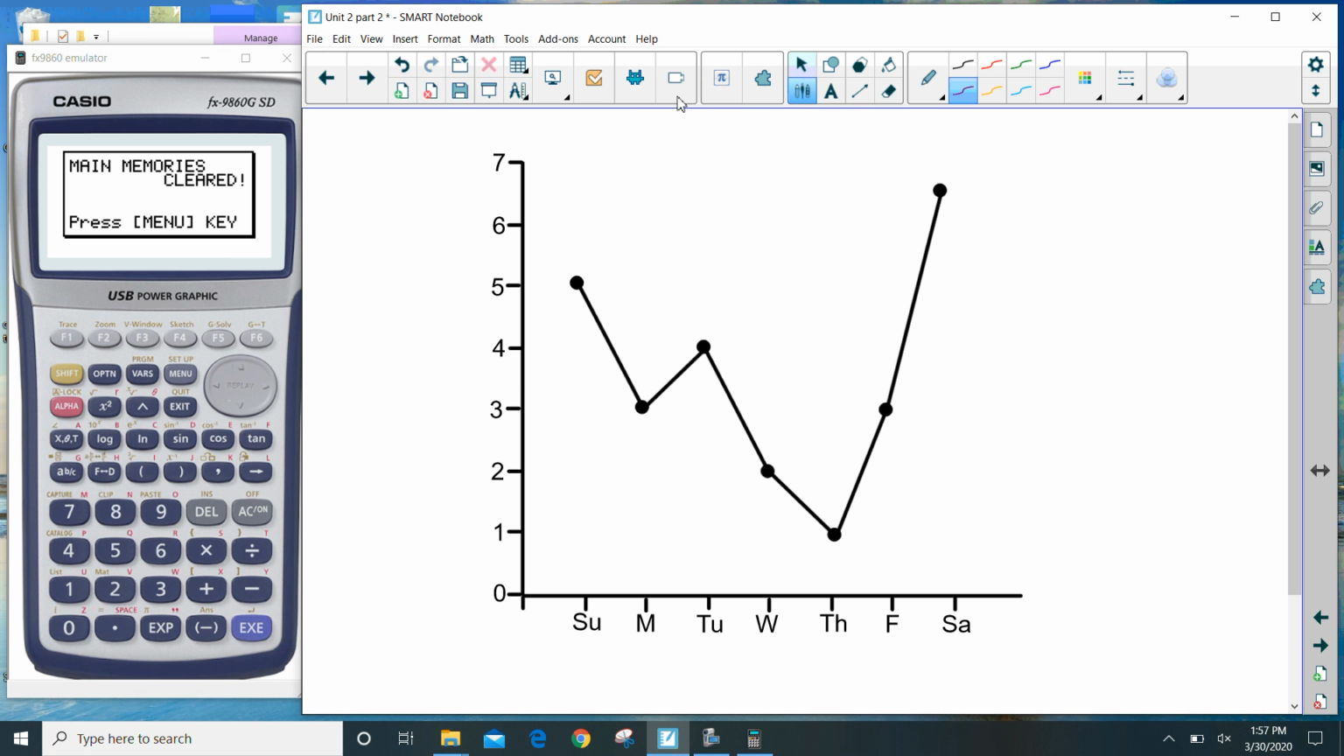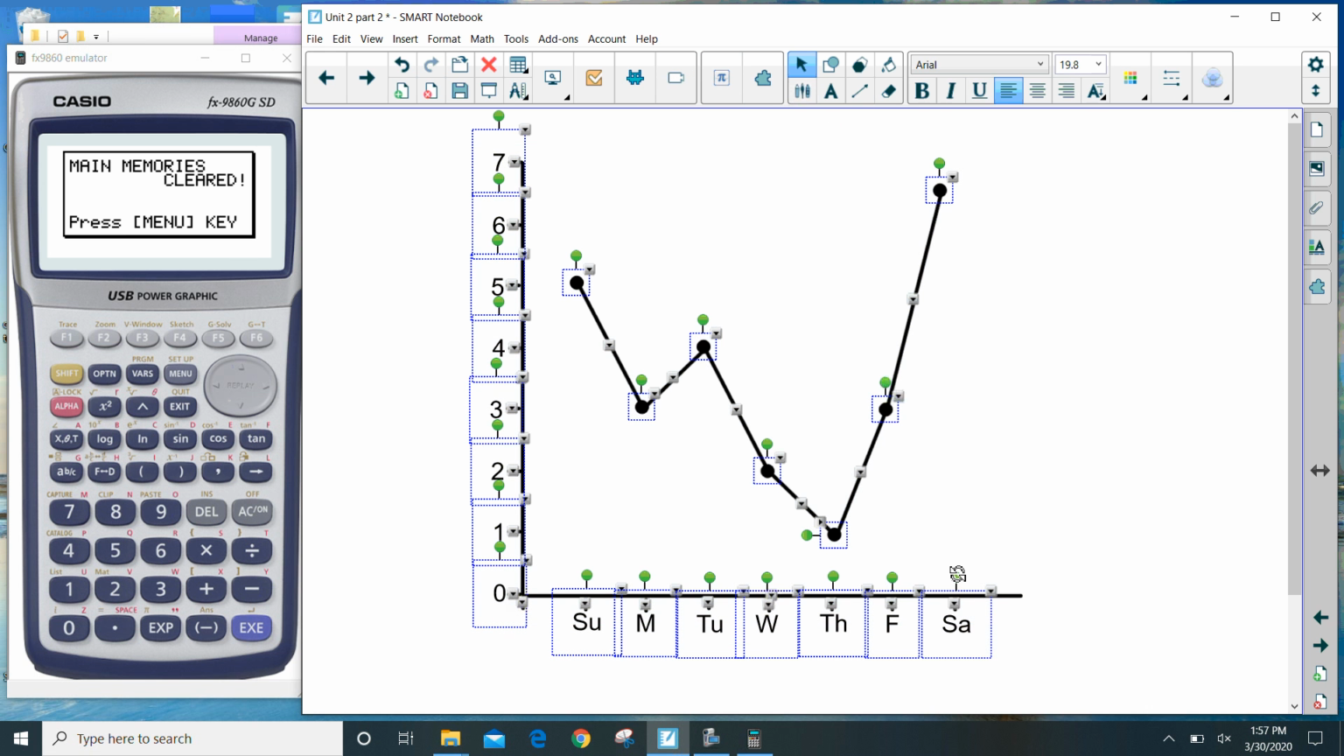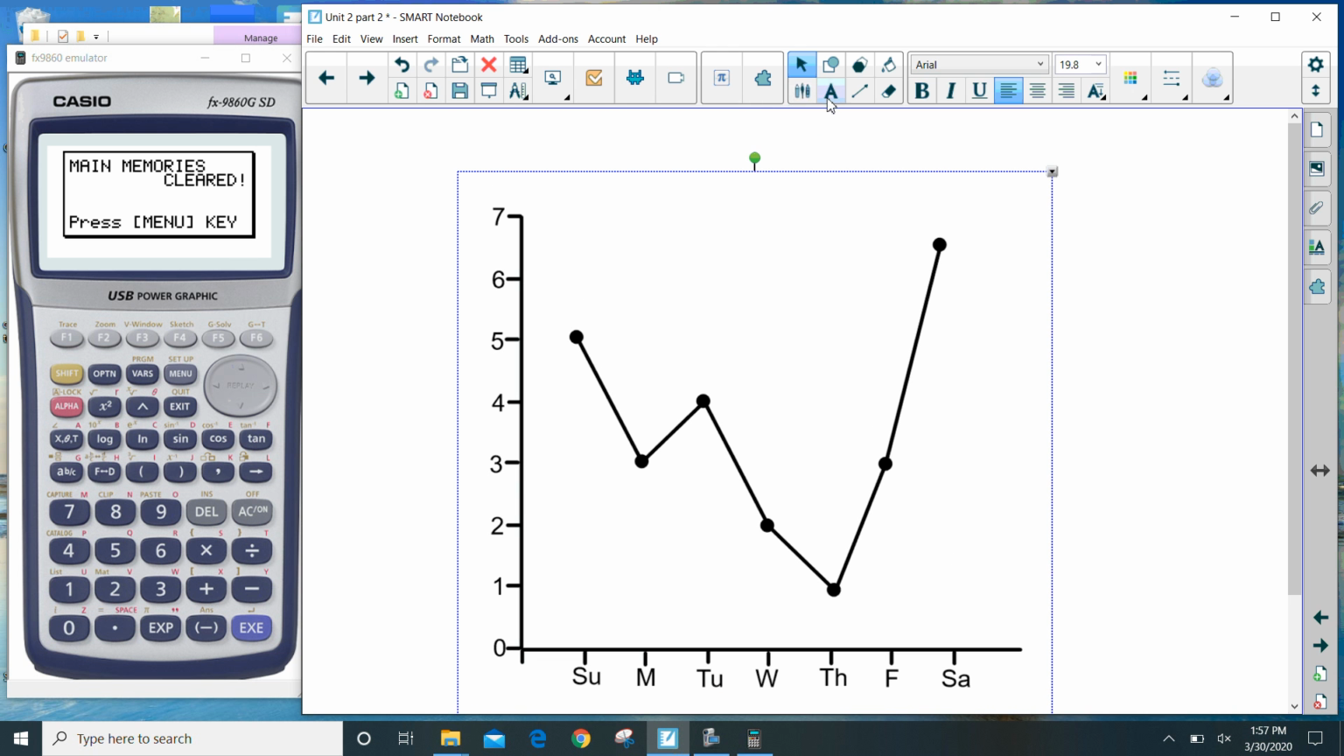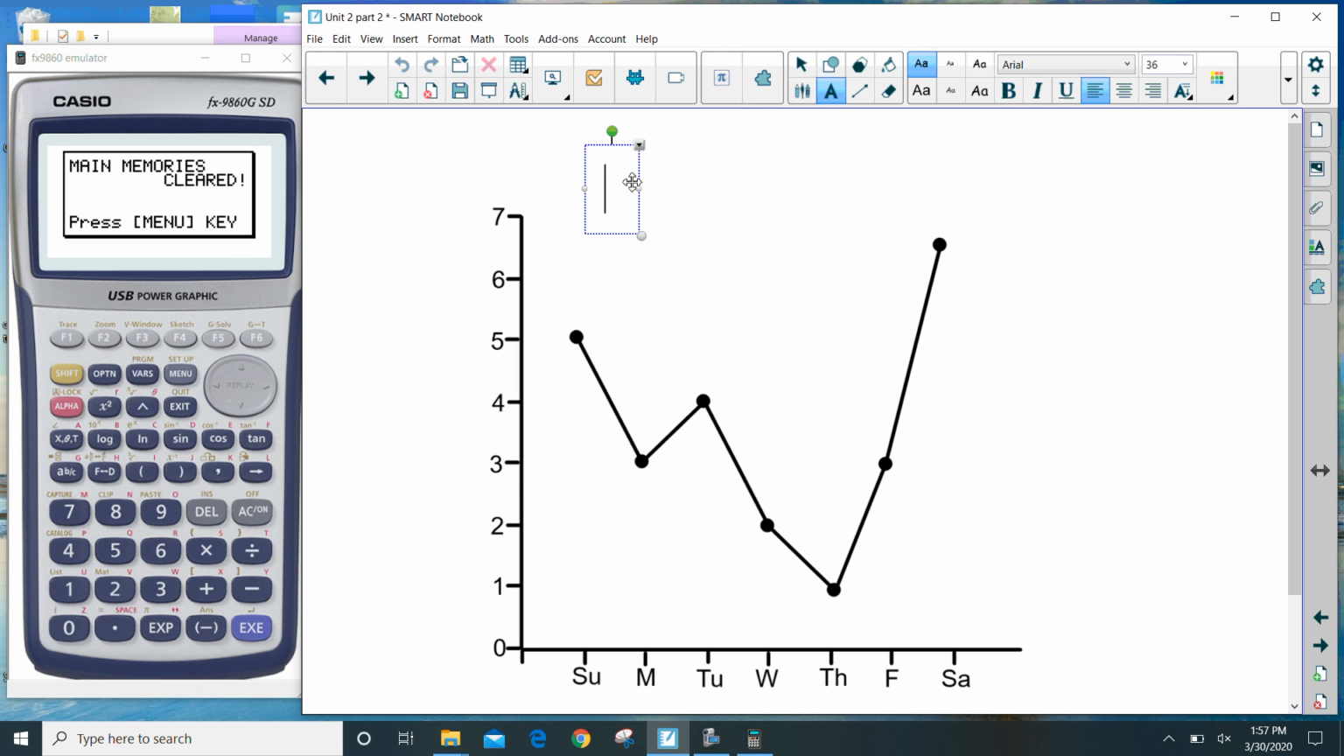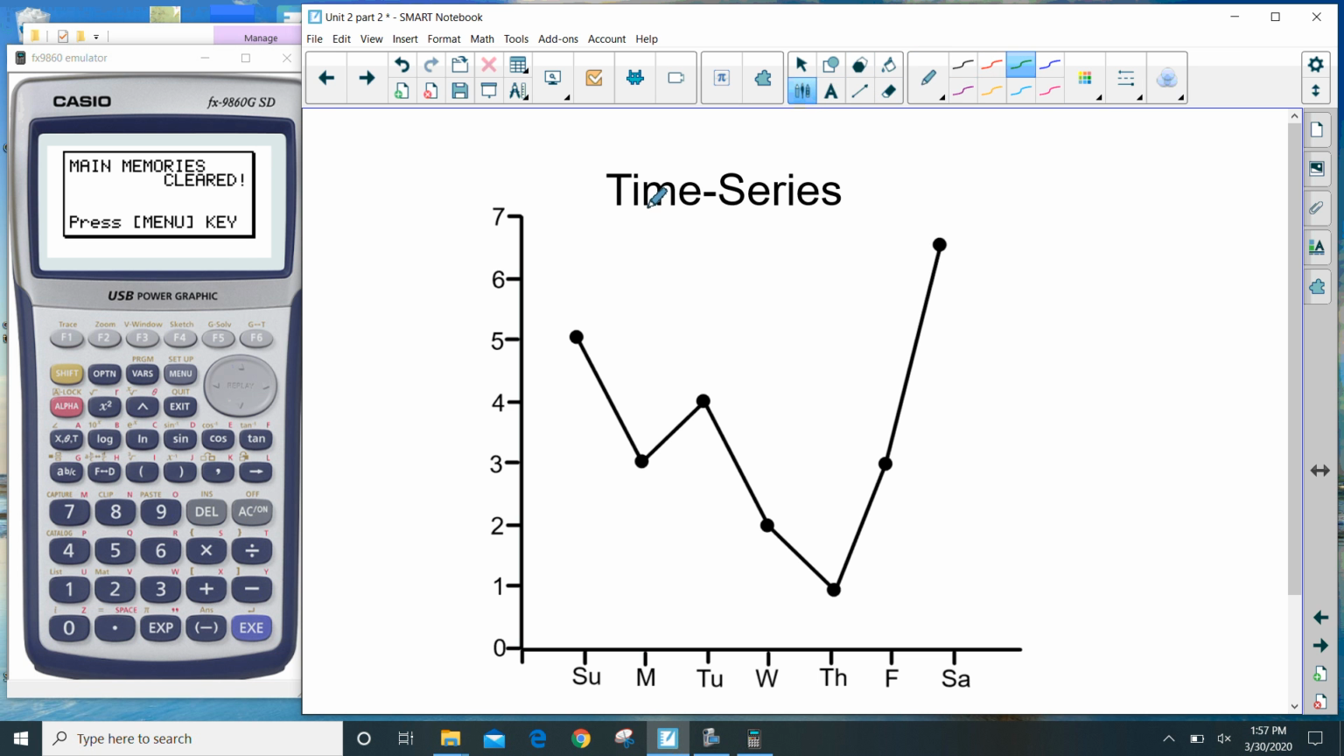Last but not least is a picture that looks like this, which is a time series. This is a time series. So this bottom variable is some version of time. So here, this happens to be days of the week, but it could be hours, it could be months, it could be years or whatever. But in a time series, notice that it is going to absolutely have a time component on here. And the time component goes on the bottom.